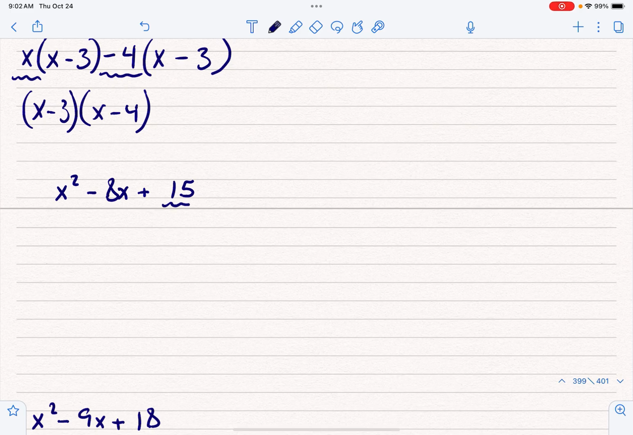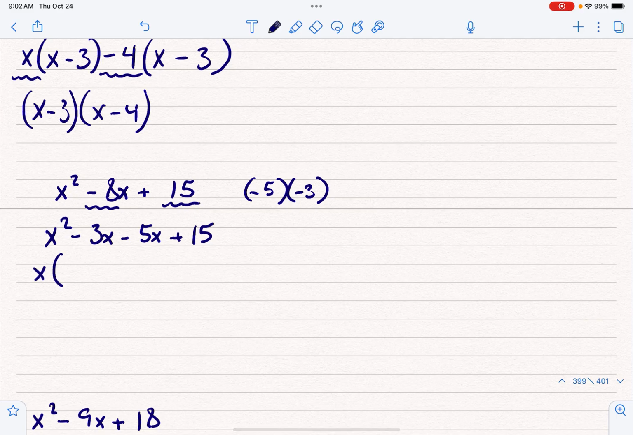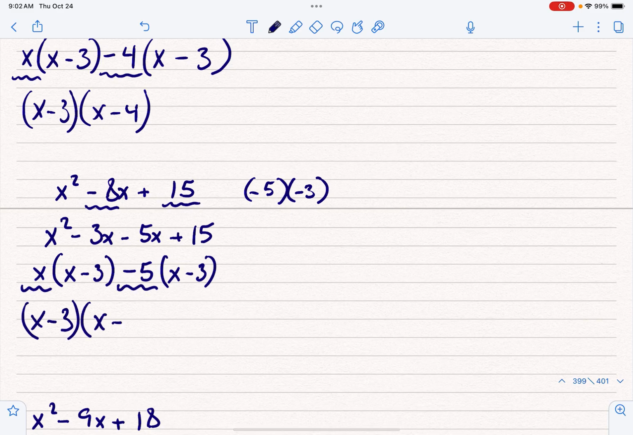So here, factors of positive 15 that add up to be negative 8 would be negative 5 and negative 3. And so I'm going to say x squared minus 3x minus 5x plus 15. I can take an x out of those first two terms, which leaves me with x minus 3. I can take a negative 5 out of those next two terms, which leaves me with x minus 3. So then I bring out that x minus 3 to the front end, and I'm left with x minus 5. And there you go. There's my factored form.